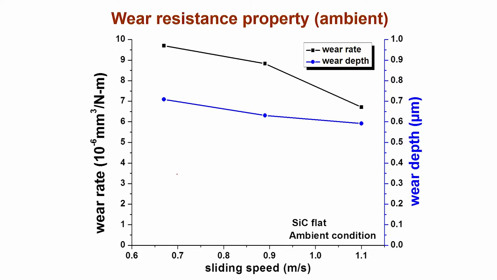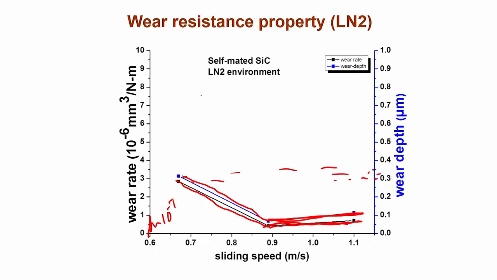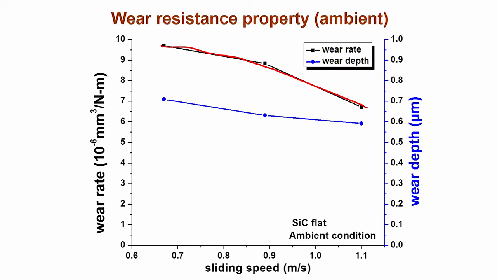Now, if you look at similar data of wear rate and wear depth after self-mated silicon carbide is slid at ambient conditions, that is room temperature, this is the wear rate that was measured on the silicon carbide flat. And what you see again is that the wear rate decreases almost in a linear fashion as we increase the sliding speed from 0.67 to 1.1 meter per second. The same is true for the wear depth. Both the Y scales are the same if you notice here, so you can compare to the liquid nitrogen sliding conditions.